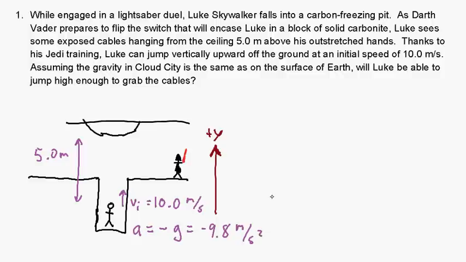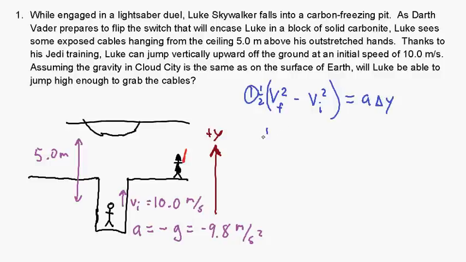Okay, so there are a couple ways to solve this. One way, and I will do this one in blue, is to say, look, suppose Luke gets up to the cables. What will be his speed there? If you want to do it that way, then you're going to pull out this equation: one half times v final squared minus v initial squared equals your acceleration times your displacement.